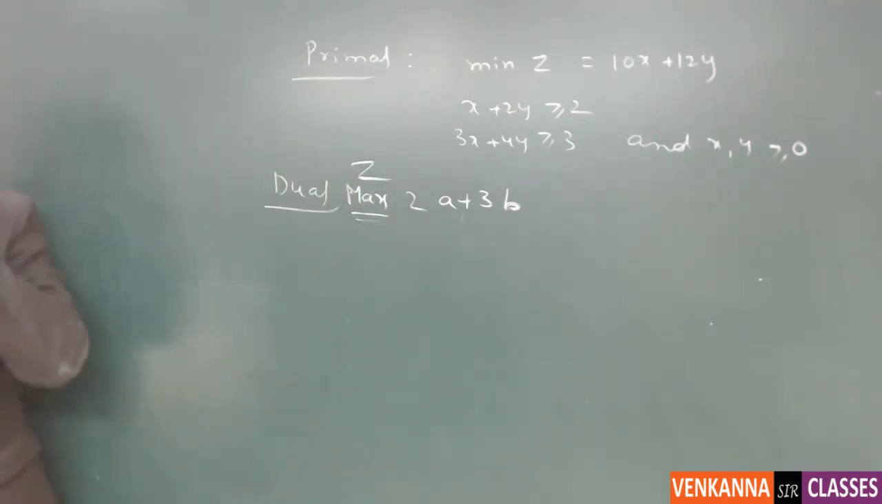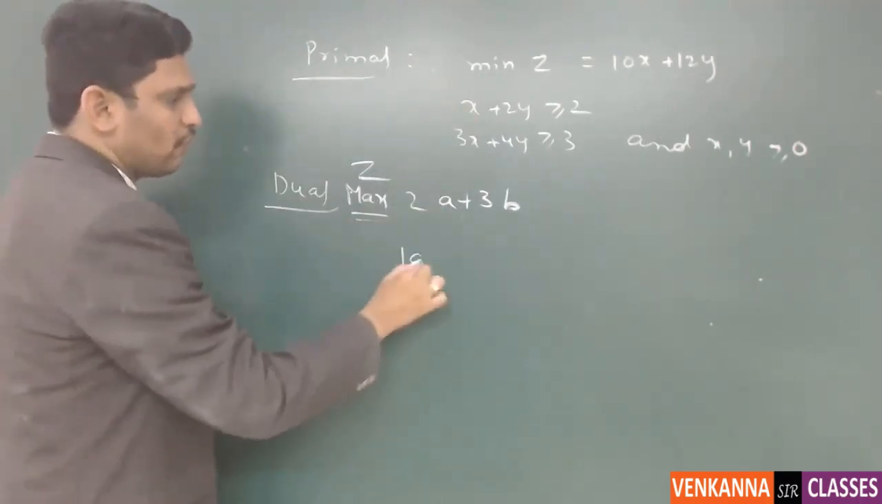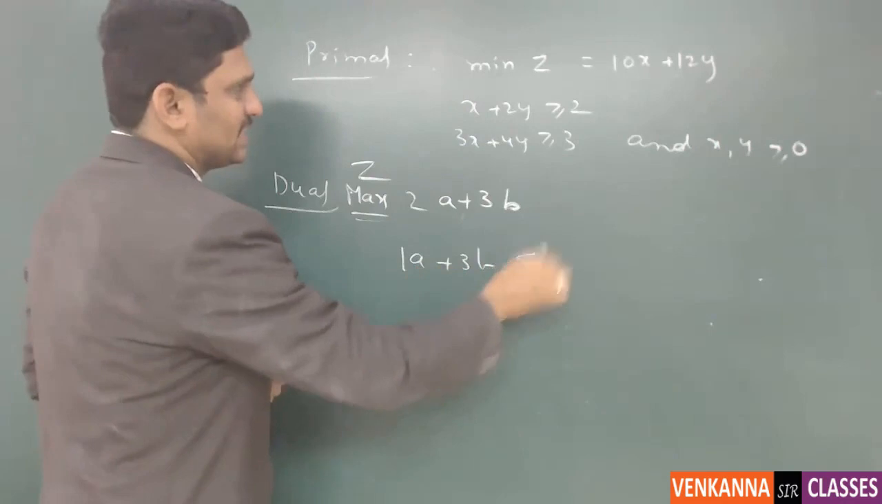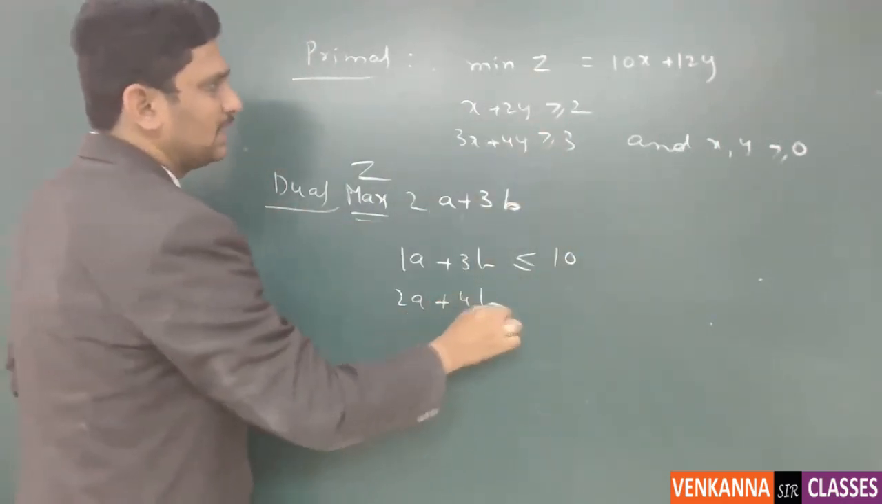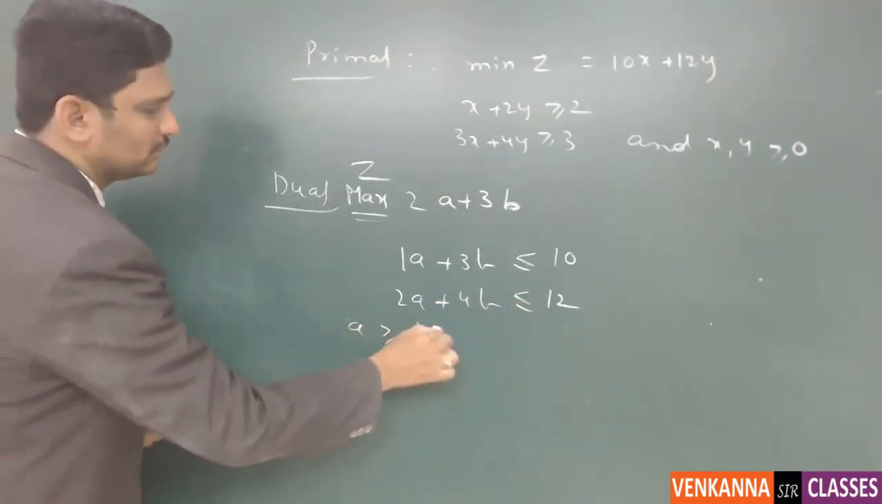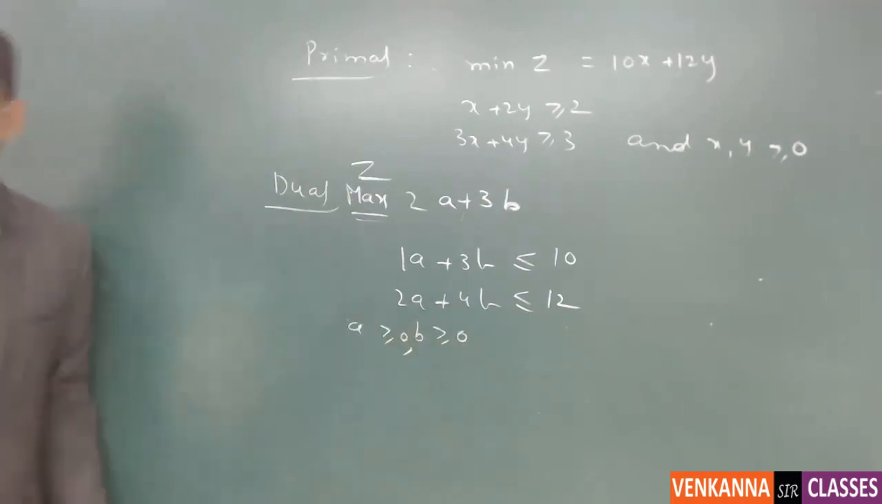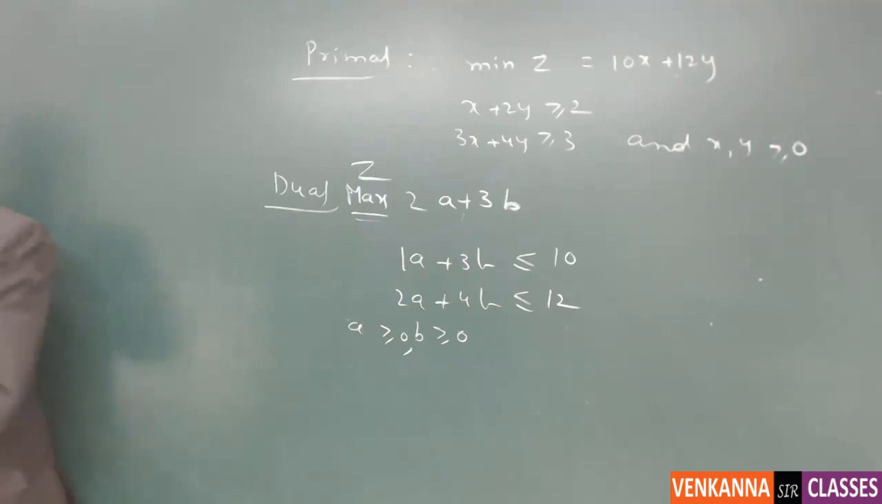z, subject to the constraints that if you take the first column, 1a plus 3b is less than or equal to 10, and take the second column, 2a plus 4b is less than or equal to 12, where a, b are greater than or equal to 0. Accepted? Please check on that. Any queries for anybody in conversion of primal to dual?